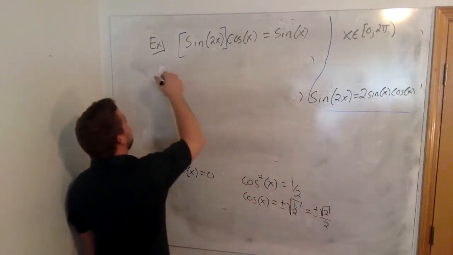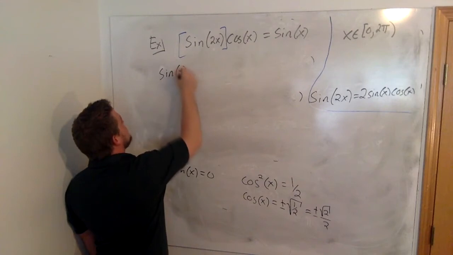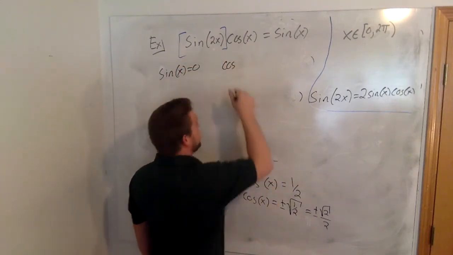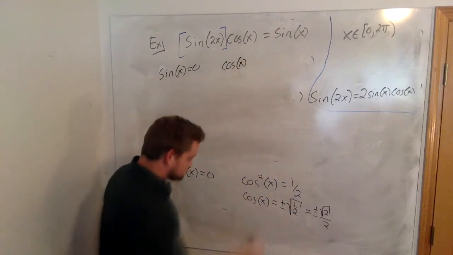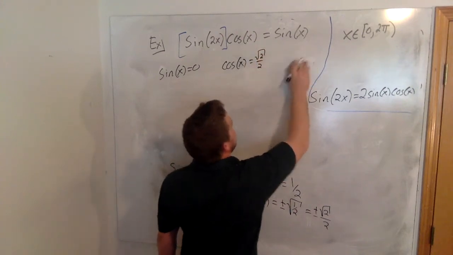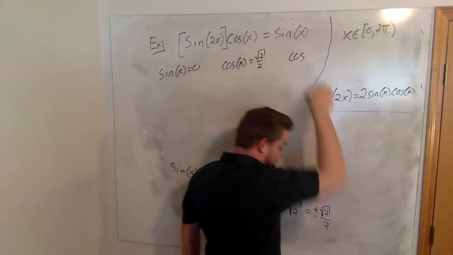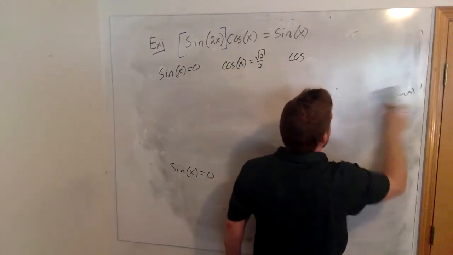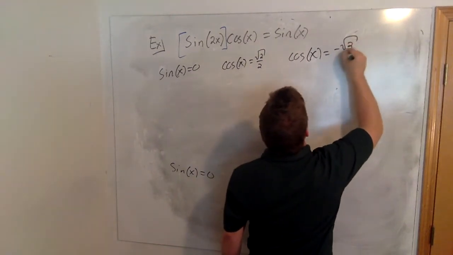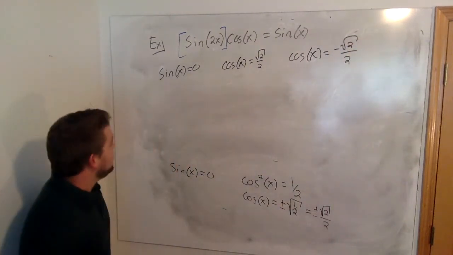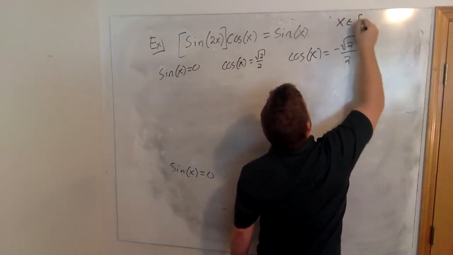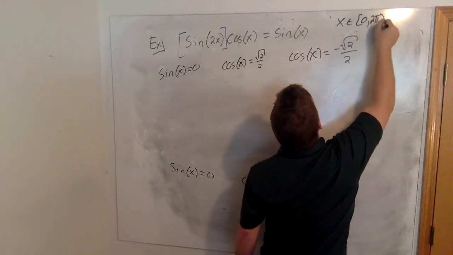So we have sine of x is equal to 0. We also need to think about cosine of x being equal to root 2 over 2. And we also have cosine of x equaling negative square root of 2 over 2. Okay, let's go ahead and draw the unit circle. Let's recall we're just looking for solutions between 0 and 2 pi.